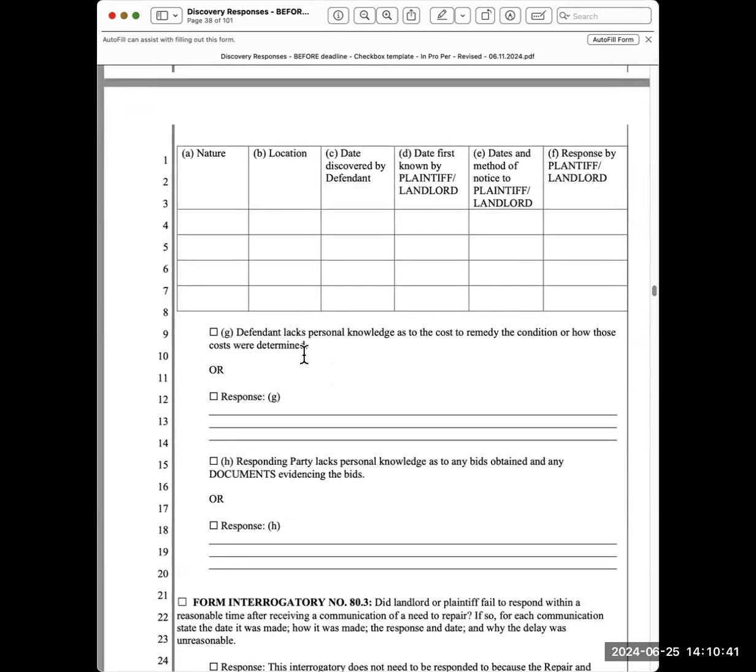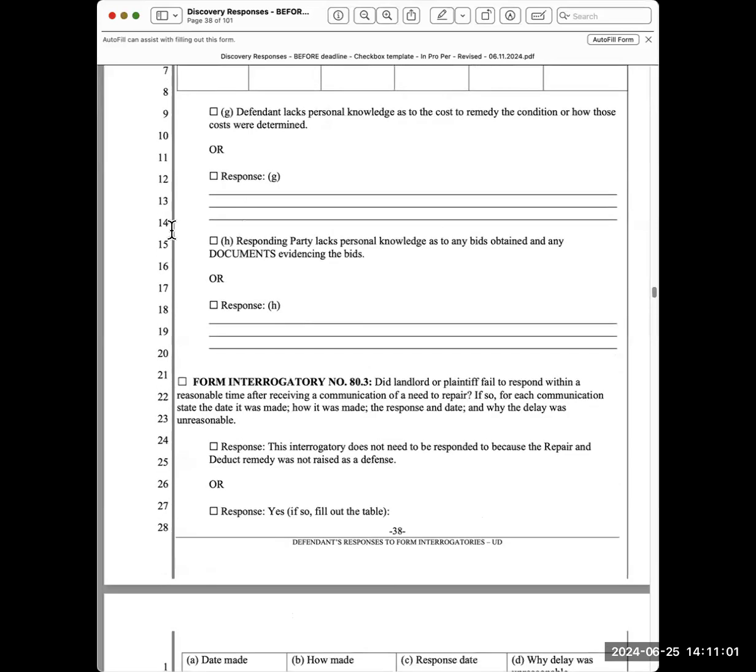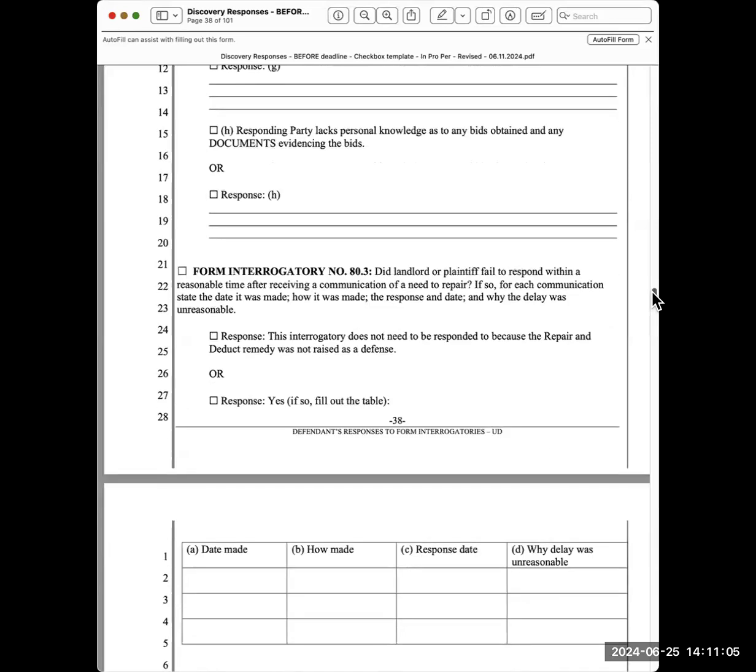This is about whether you have knowledge of the cost to remedy or not. This is about knowledge of any bids obtained. Sometimes the landlord will be involved in the bidding part and allow you to take it from there. So answer these questions if they apply to you as accurately as you can.